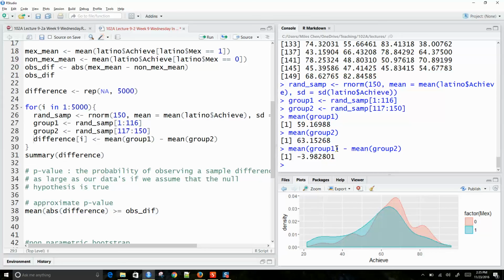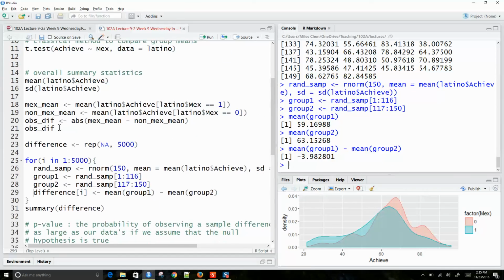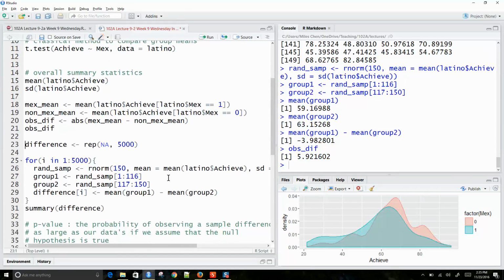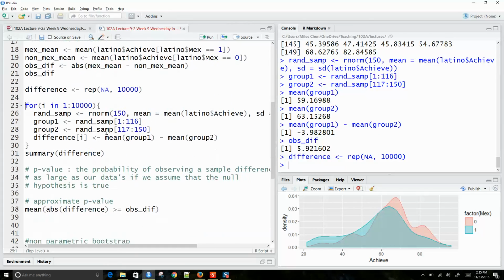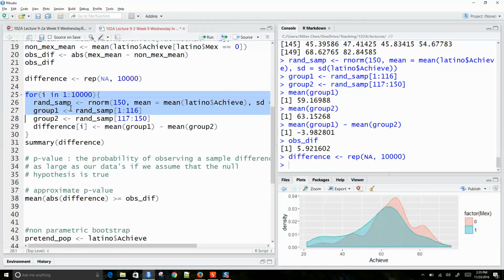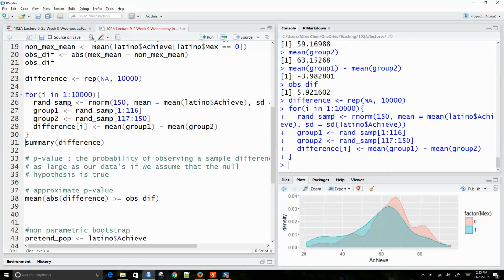Okay, and the question is, how often will, and right here the only source of variation is the random sampling process, right? And so we're saying, if random sampling is the only source of variation, how often will I get a mean difference as big as the one I observed, which was 5.9? And so, here I'm going to do 5,000 samples. We can do 10,000 samples. It doesn't matter. So I'm going to create a vector called difference. Do 10,000 of them. And then I wrap this up in a for loop with 10,000. So we run that. Okay, it's done.